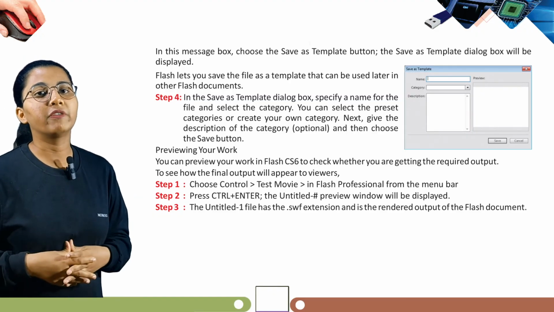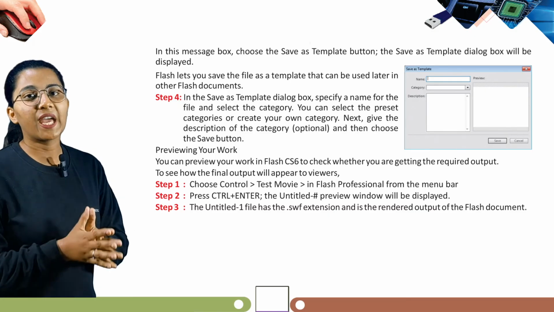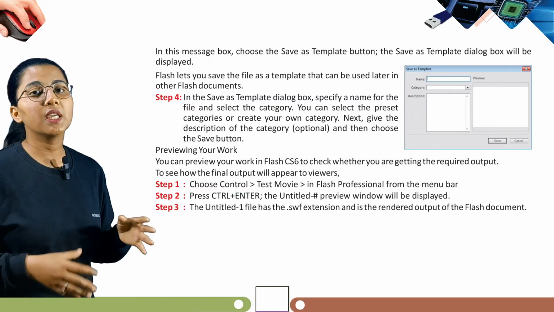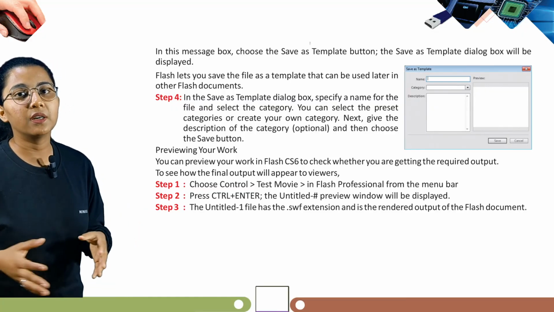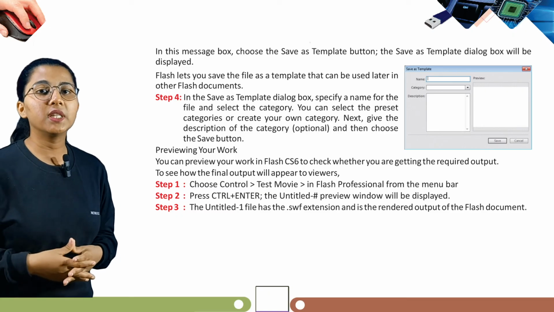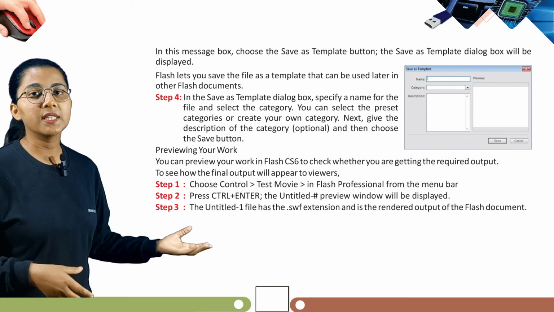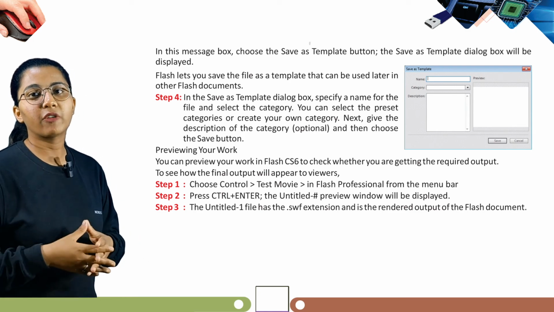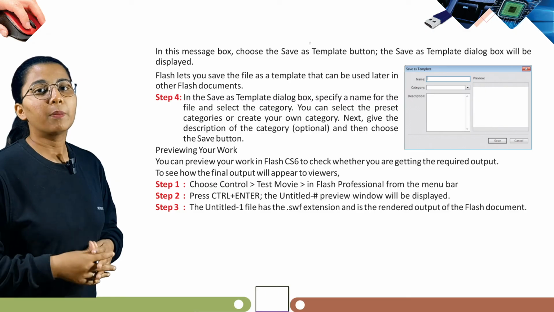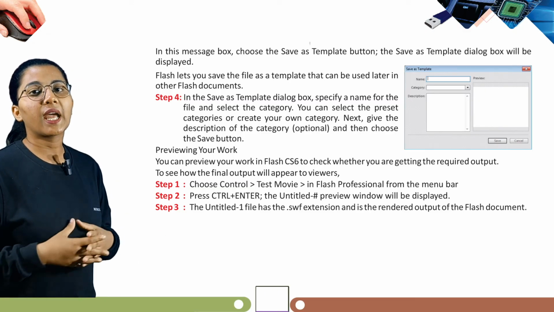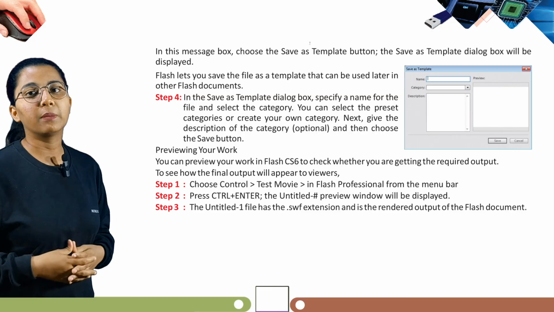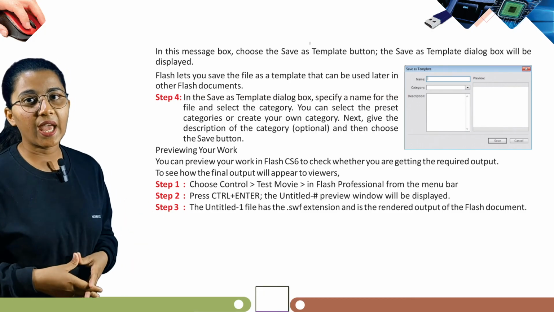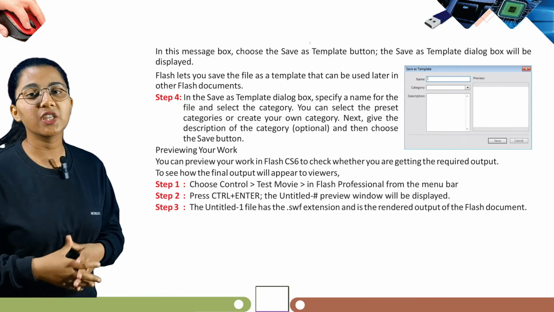Then previewing your work. You can preview your work in Flash CS6 to check whether you are getting the required output, to see how the final output will appear to viewers. To do this, you have to follow some steps. Step 1 is choose Control, then Test Movie, then In Flash Professional from the menu bar. Then step 2, press Ctrl+Enter. The Untitled-1 preview window will be displayed. The Untitled-1 file has the SWF extension and is the rendered output of the Flash document.